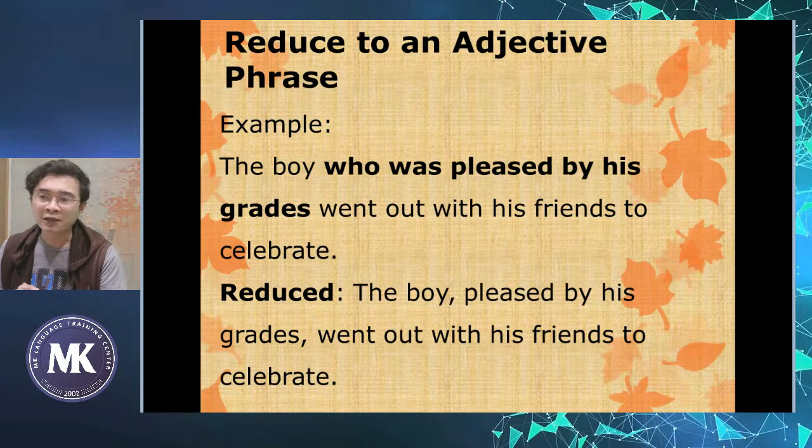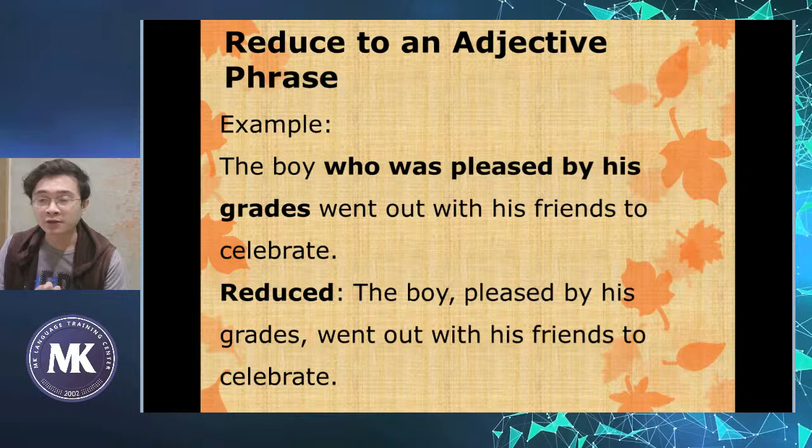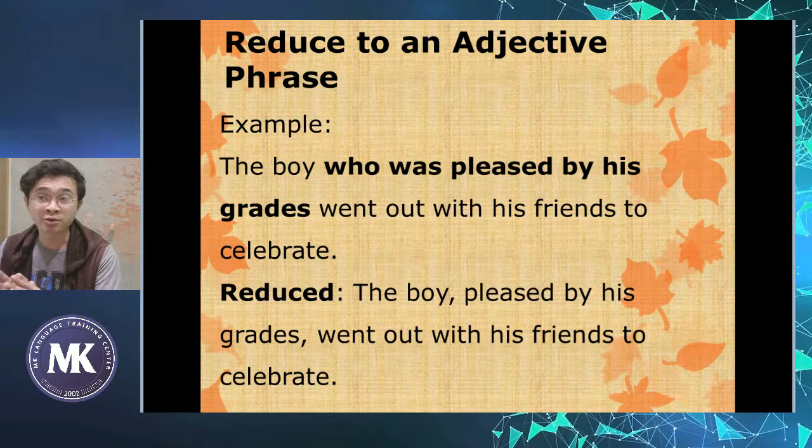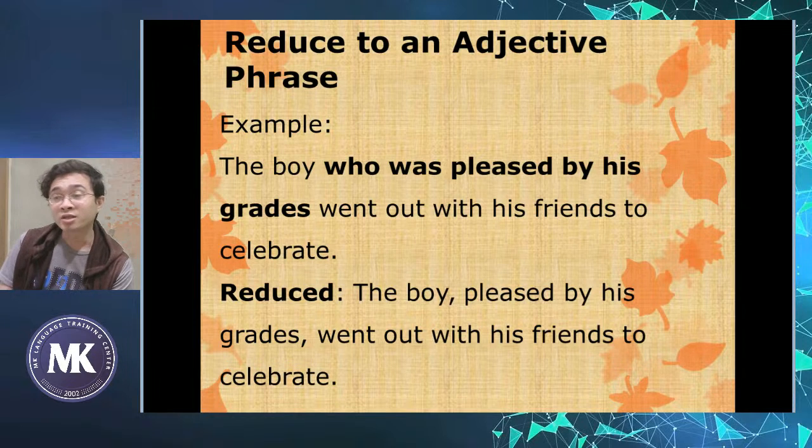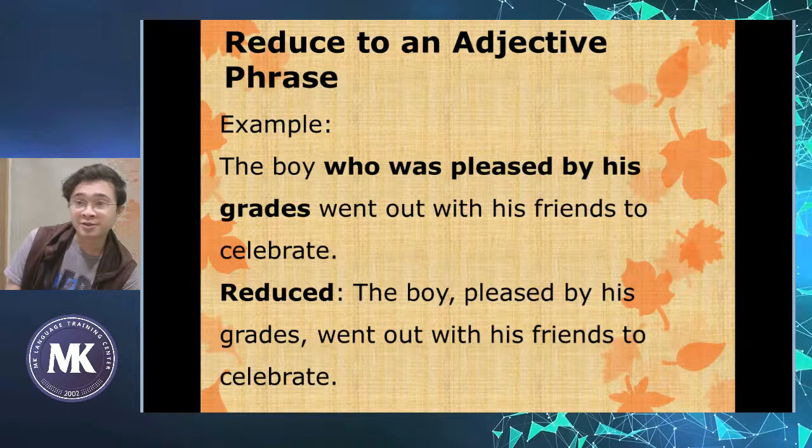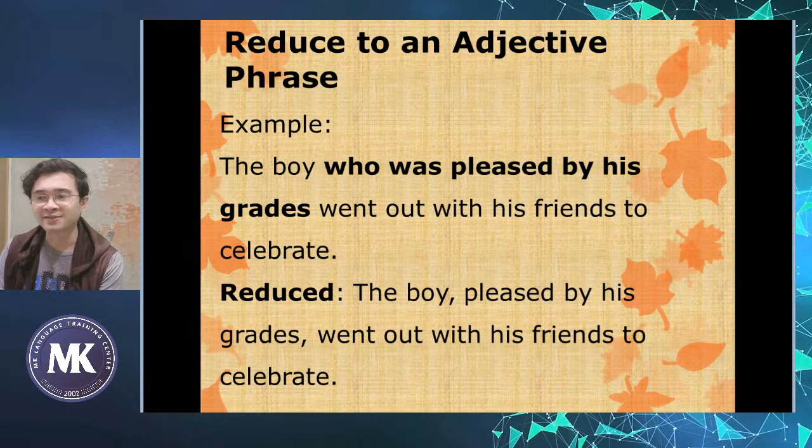Okay, even though we have the word pleased here as an adjective, we also have more words like by his grades. So this one is now called a phrase. But if it's only pleased in our sentence, then we can only call it an adjective. But when we say pleased by his grades, this is an adjective phrase.